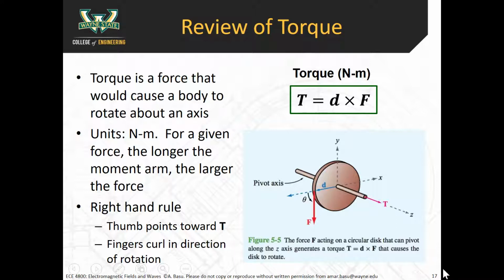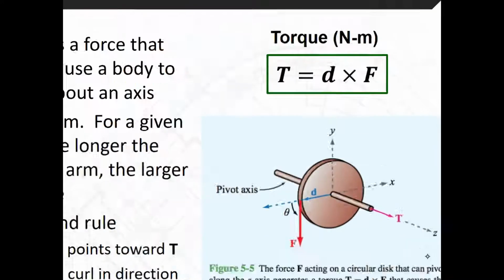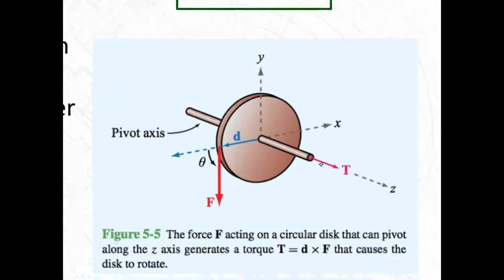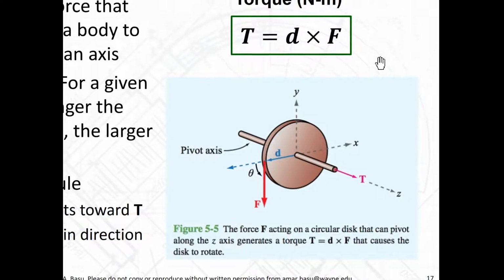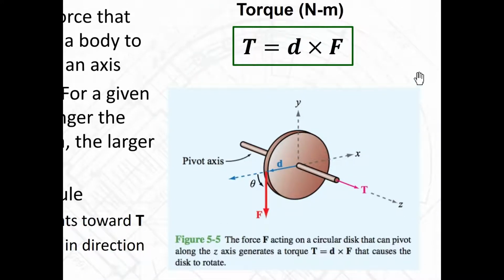So let's talk about what the moment arm is. We're going to zoom in on this a little bit here. The definition of torque is D times F. D is the moment arm, and F is the force.